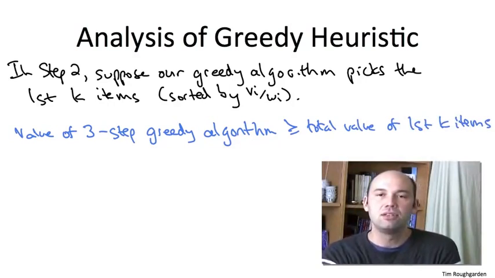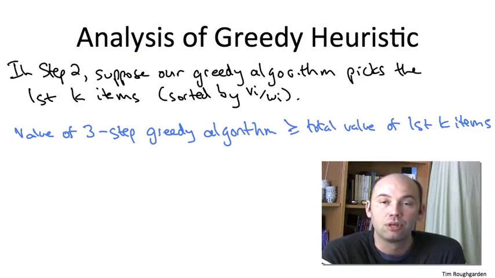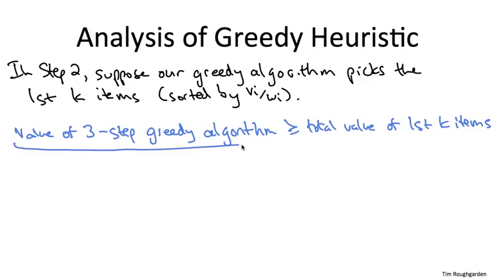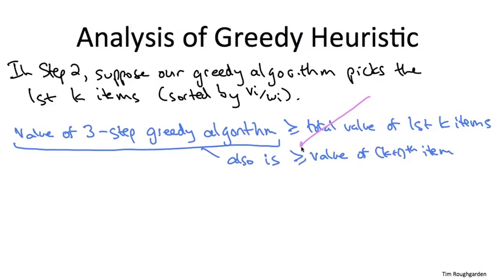The second candidate considered in step 3 of our greedy algorithm is the maximum value item all by itself. So one such item all by itself that would be considered by our greedy algorithm was this k plus first item, the item on which we got stuck in step 2. So therefore, whatever the value of the output of our three-step greedy algorithm is, it's definitely at least the value of item k plus 1 in isolation.